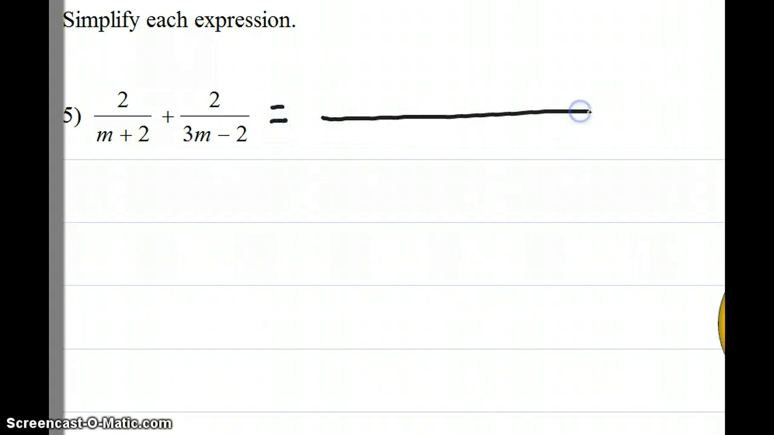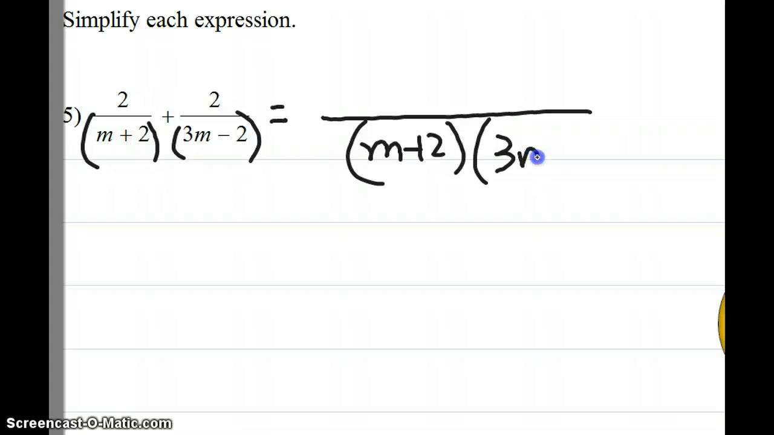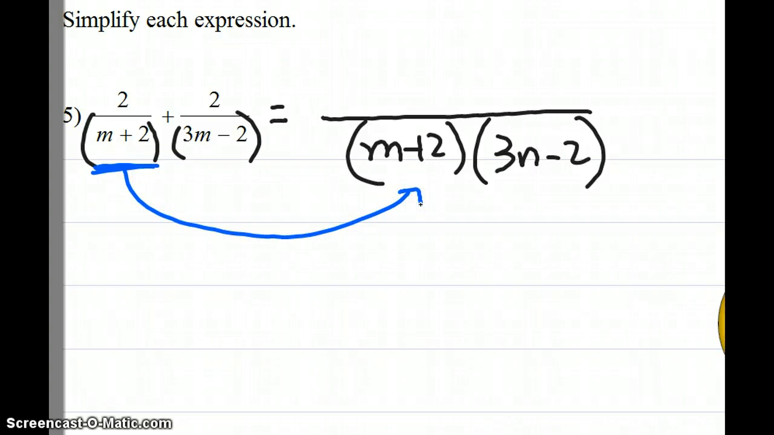Now, number 5, we have a bunch of things going on. So the common denominator that we're going to use is we just multiply these two denominators together. And we're going to make each one of these fractions look like the other. So how do I do that? Well, this fraction has a 2m, or m plus 2. It doesn't have the 3n minus 2. So we're going to multiply the bottom by that. Oh, and we're going to multiply the top by that.